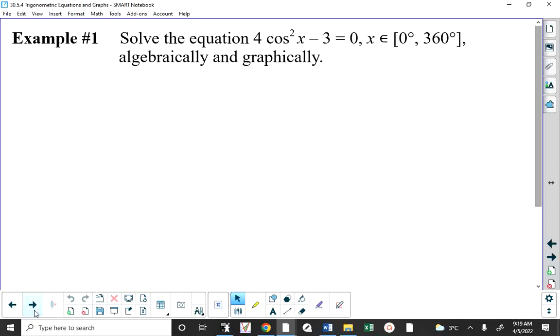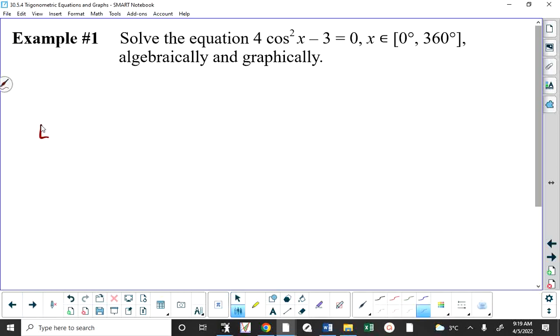It says solve the equation in example 1. The equation is 4 cosine squared of x minus 3 is equal to 0. And we have a domain of x can be any rotation angle from and including 0 up to and including 3. And we're asked to solve this equation two ways. So how do we solve it algebraically?